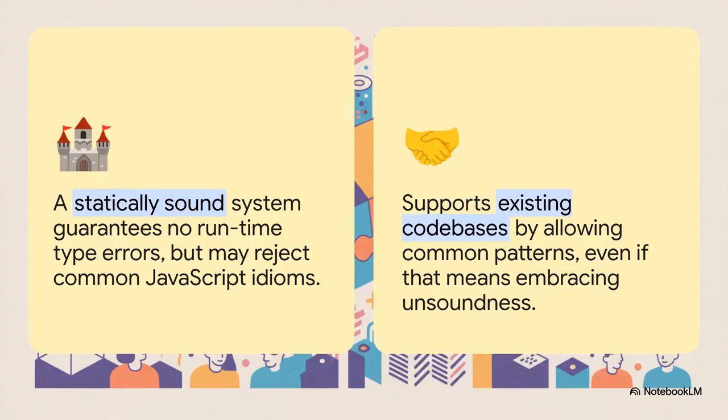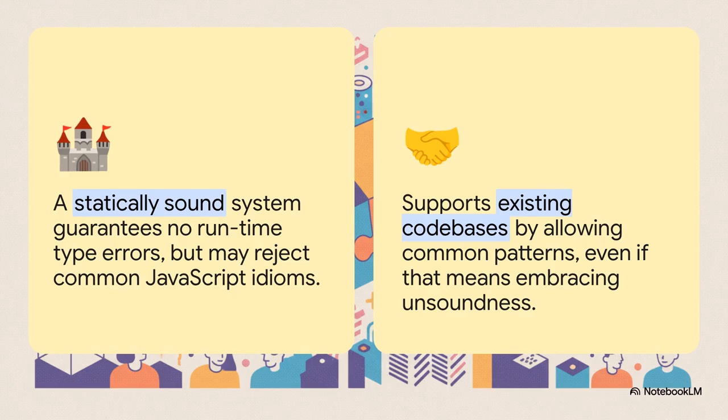Okay, so this brings us right to the heart of the matter, the big trade-off. To get developers to actually adopt TypeScript and to make it work with the millions and millions of lines of existing JavaScript code and libraries out there, the designers had to make a choice. On the one hand, you have theoretical perfection, a sound system that guarantees zero runtime type errors. But that perfection comes at a cost. It would reject a lot of common, totally valid JavaScript patterns that developers used every day.